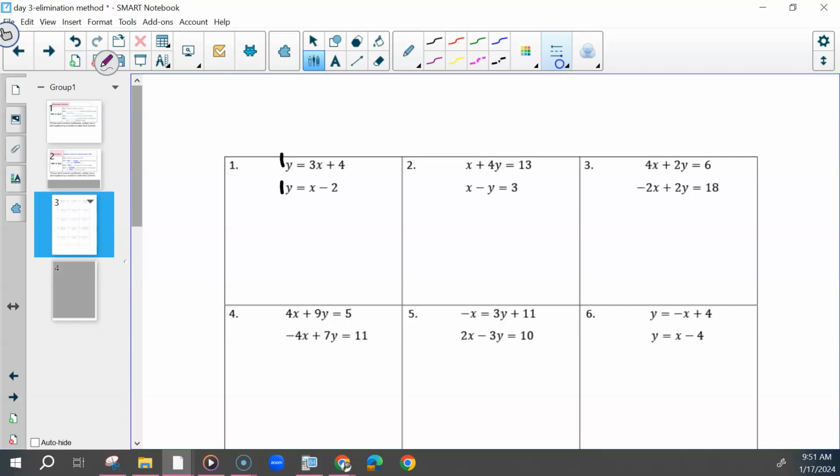There we go. So if I subtract them, so I'm going to subtract one equation from the other, y minus y would give me 0. 3x minus 1x would give me 2x. And 4, be careful with your negatives, minus a negative would be a plus. So from here, you've eliminated one of your variables and can solve for the other one. How would we solve this one for x?